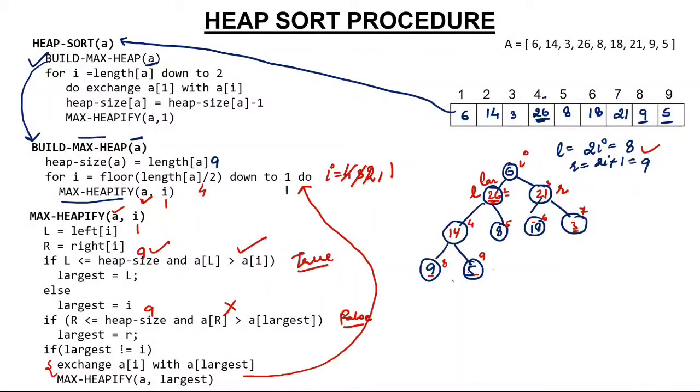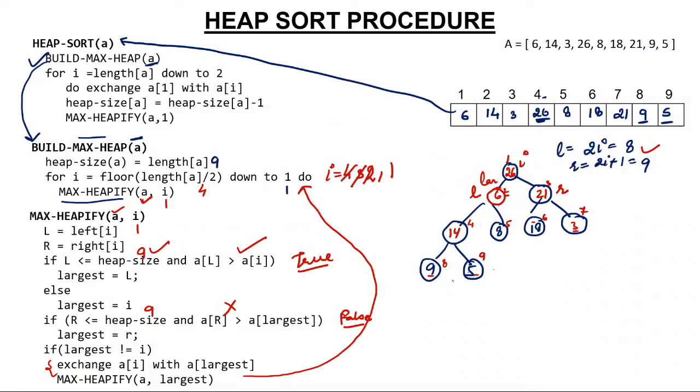I'll not make largest R because we know that largest is left only. Fine. So what I'll do? Are I and largest not equal? Yes. I is at position 1 and largest is at position 2. Since they are not equal, I'll interchange them. So when I interchange them, 26 will come up and 6 will come down.